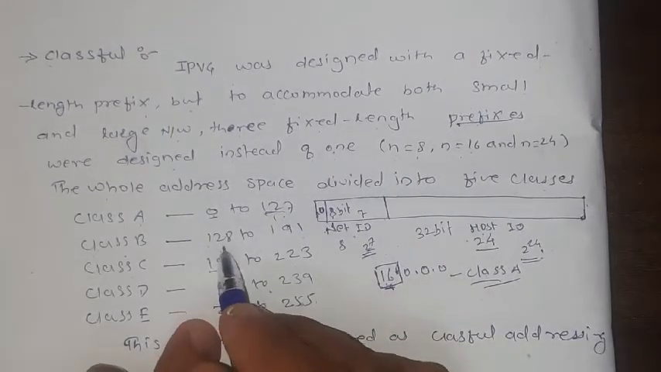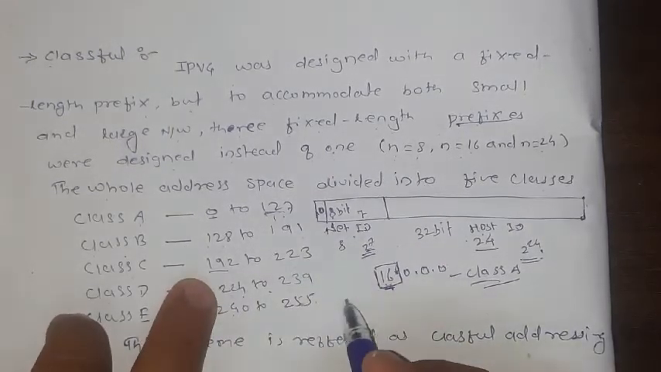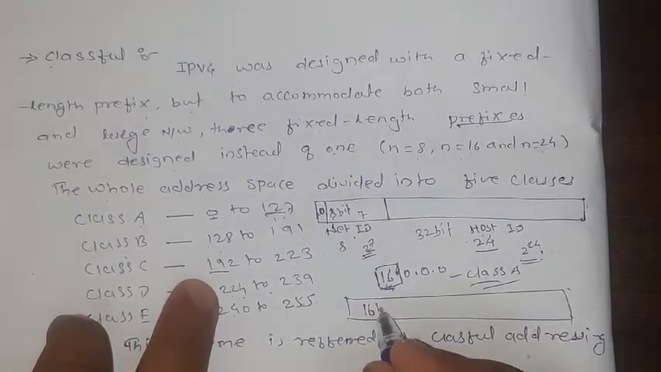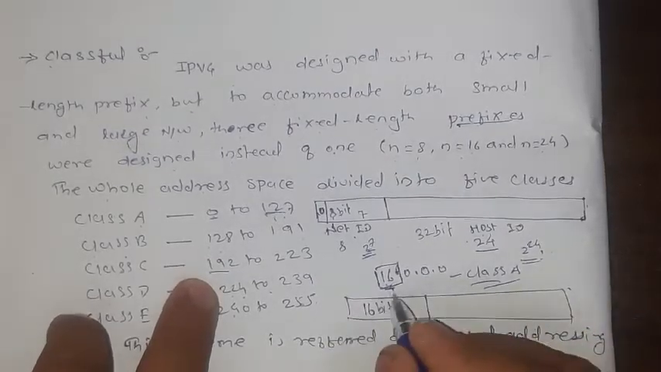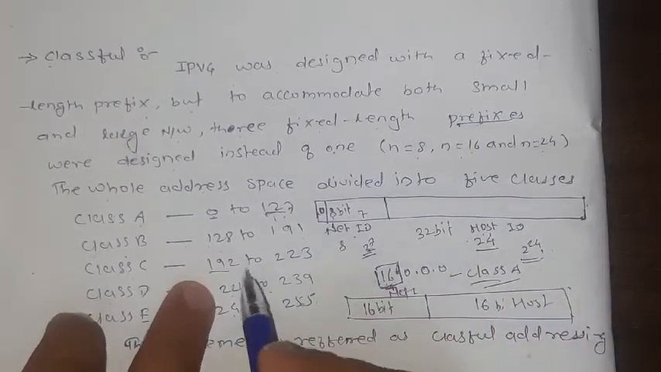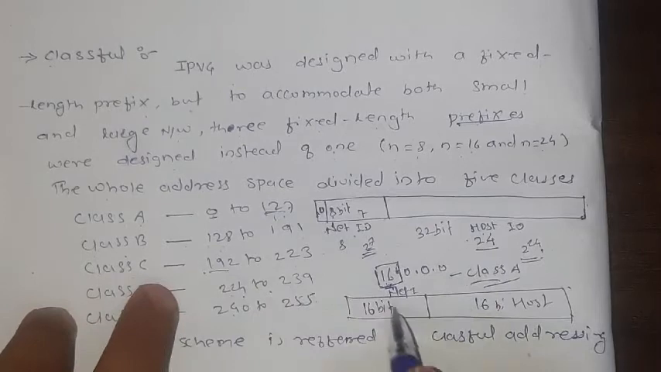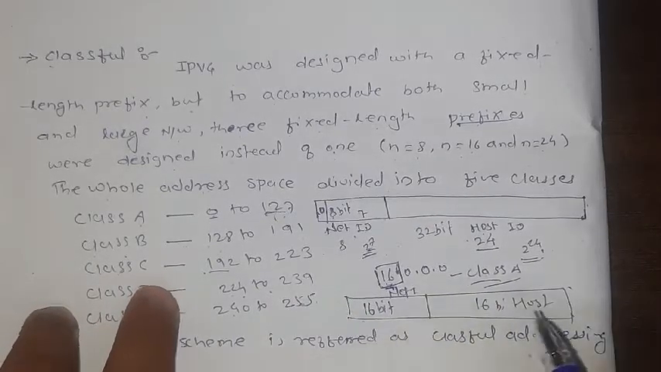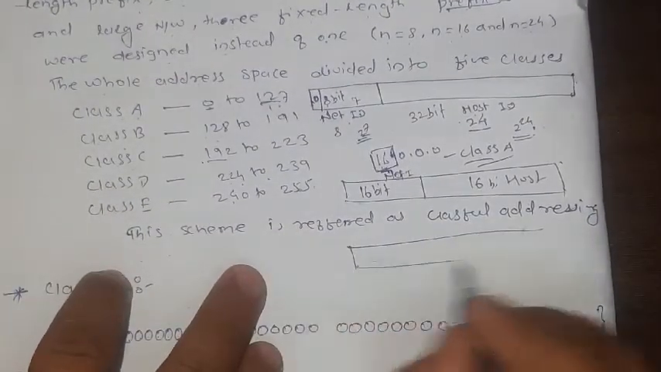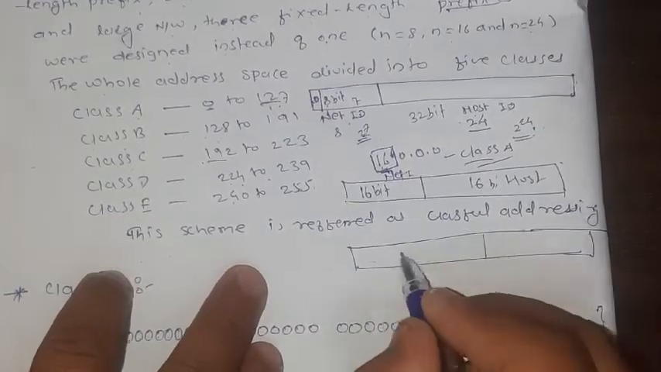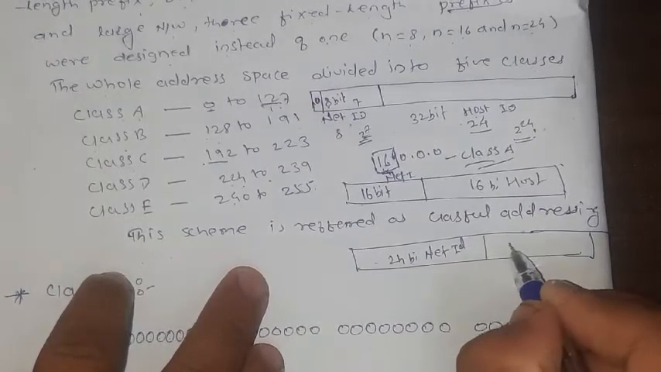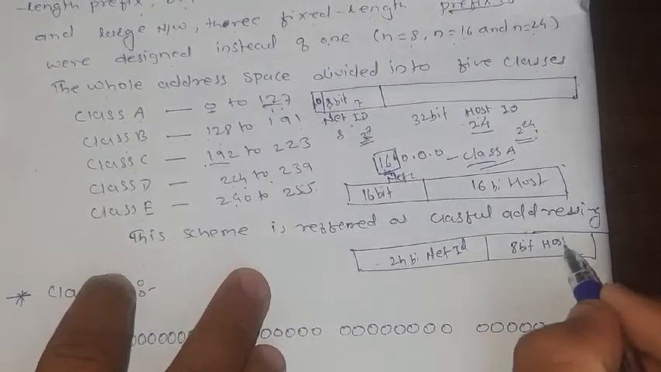In class B, the first 16 bits are for net ID and the rest of the 16 bits for host ID. Then in class C, it increases by 8 bits, meaning in class C, 24 bits are for net ID and 8 bits for host ID.